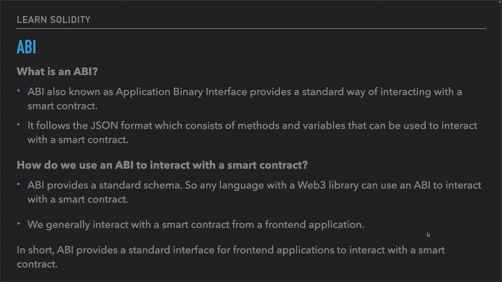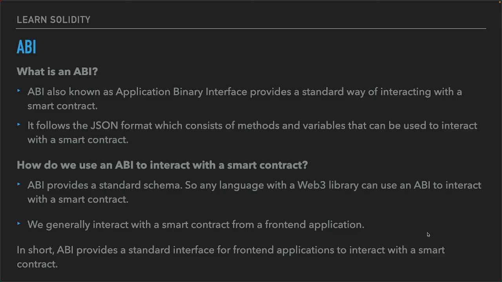It follows the JSON standard and consists of variables and methods that we define in a smart contract. And using that, we can interact with the smart contract. So how do we use an ABI to interact with the smart contract? ABI provides a standard schema. So any language with a Web3 library can use an ABI to interact with the smart contract.